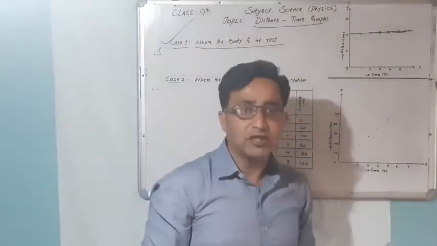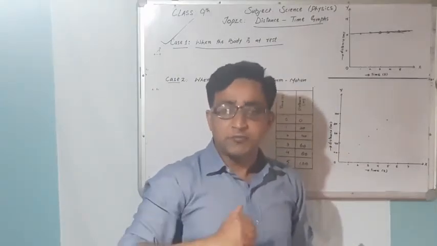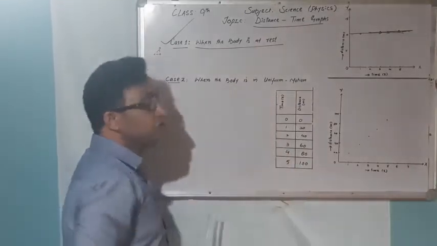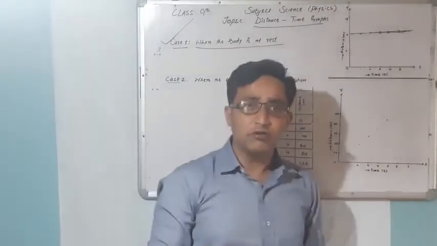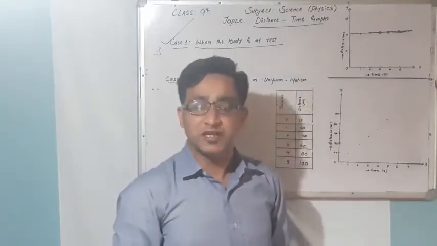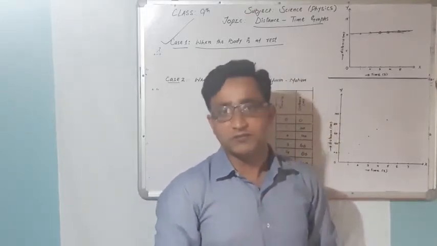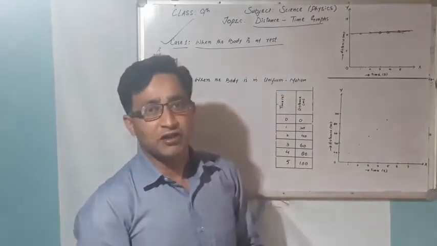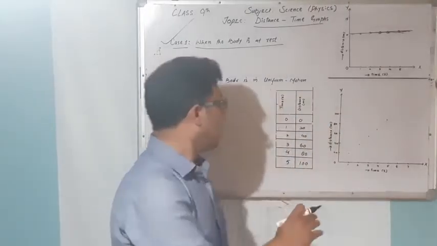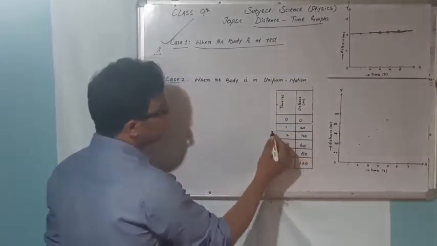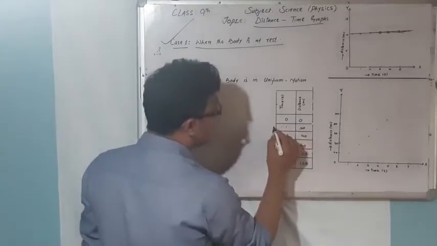Now we will try to find the graph in case when the body is in uniform motion. Uniform motion means the body is covering equal distances in equal intervals of time. Suppose a body is moving along a straight line path and it is covering equal distances in equal intervals of time.